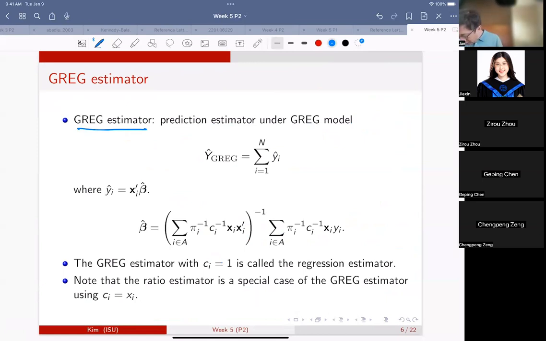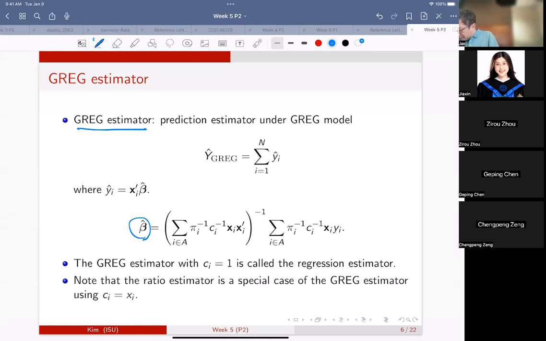I already discussed the estimation of beta, which is beta hat in this form. So we can just compute the prediction and then take the total, right? And if Ci equals 1, so equal variance, then you can call it a regression estimator. Another point is that the ratio estimator is a special case of the Gray estimator using Ci equal to Xi. So Xi is a scalar.